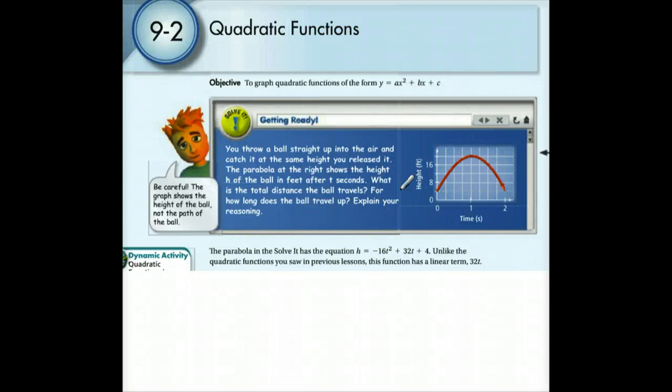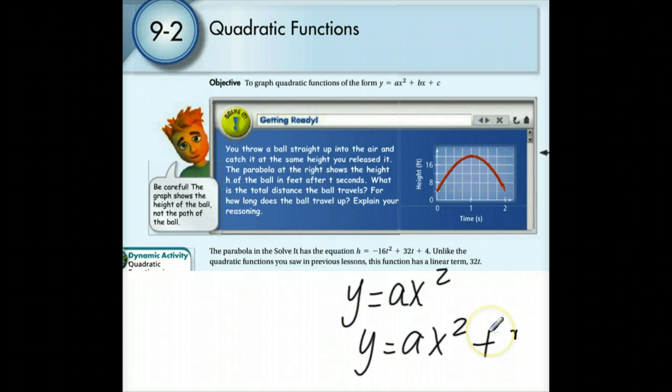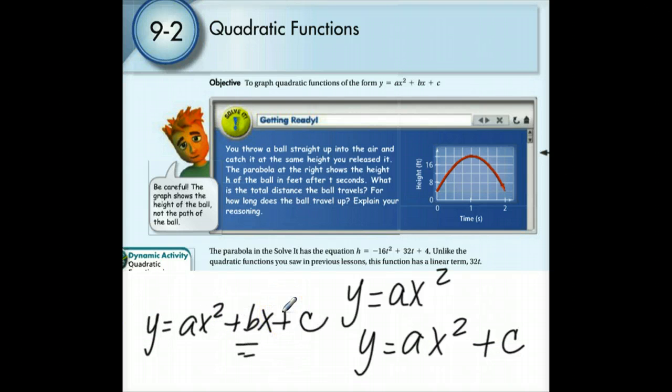Lesson 9-2, Quadratic Functions. In our first lesson, we really looked at quadratic functions with either just ax squared or a little bit more with ax squared plus c. In today's lesson, we're going to add the middle term, ax squared plus bx plus c.